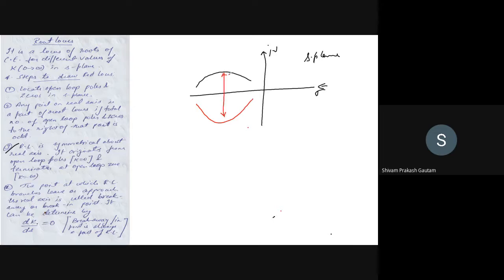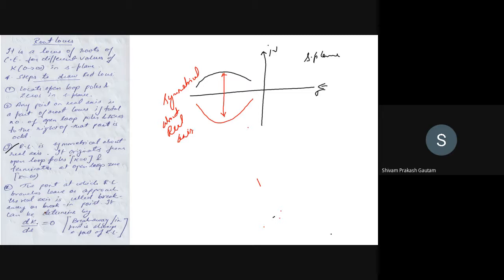So you do not need to draw these two parts separately. You can draw the top half and then draw the mirror image, which will be exactly the same as the top half. That is what we call a symmetrical image. Symmetrical about the real axis, right? So we can observe that the root locus is symmetrical about the real axis.